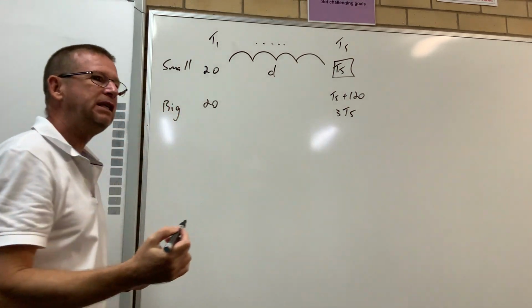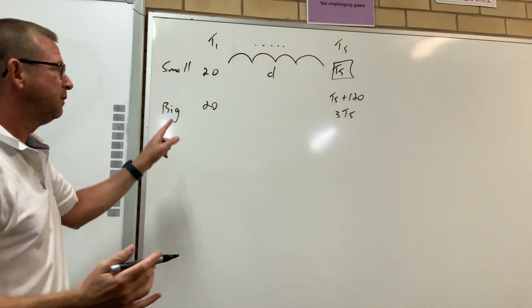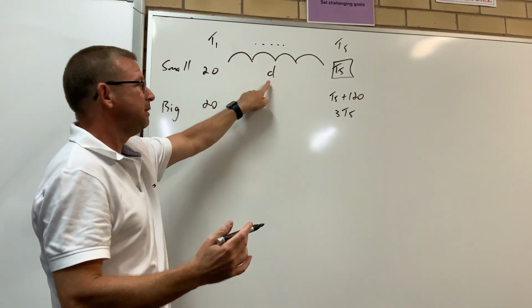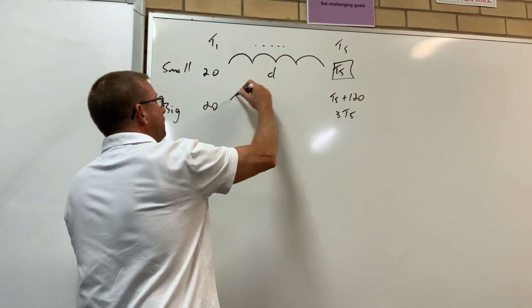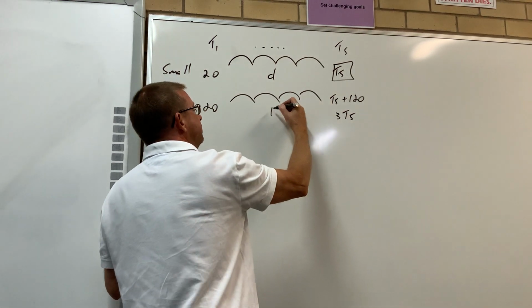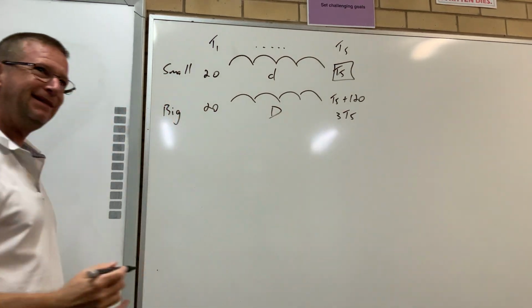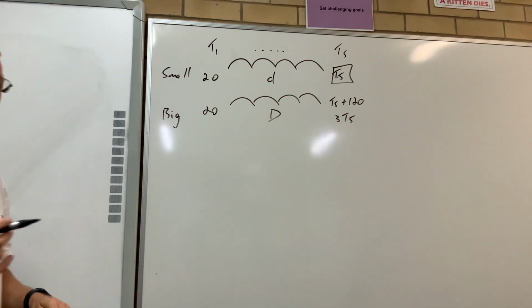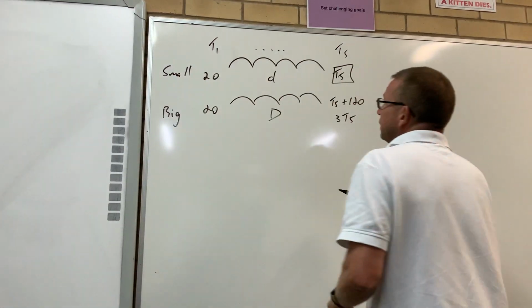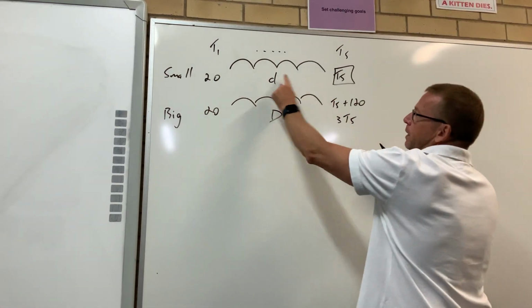D. But they're different sequences, aren't they? So if this is a bigger number, then the D is going to be different. So I'm going to call it big D, because it's a big sequence. And then let's just get some equations. What equation can we get from that?